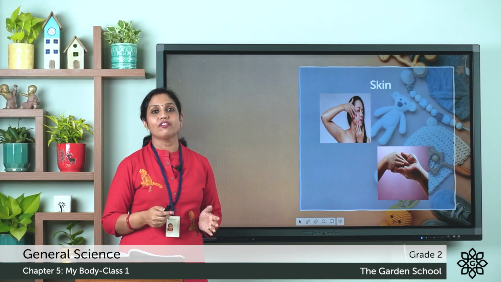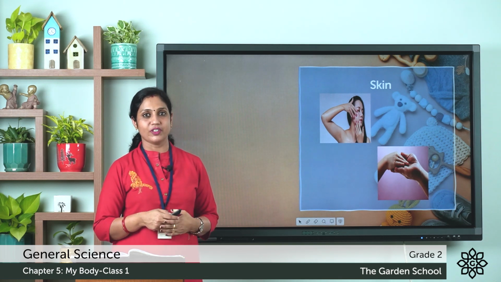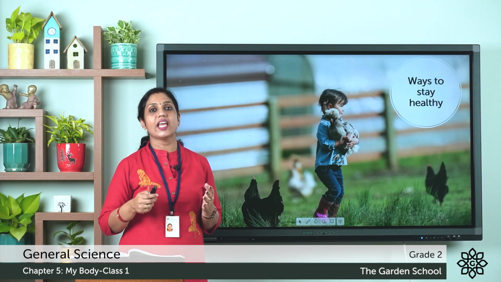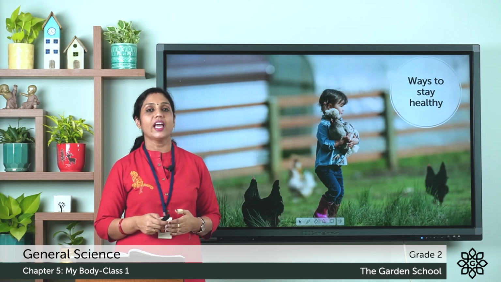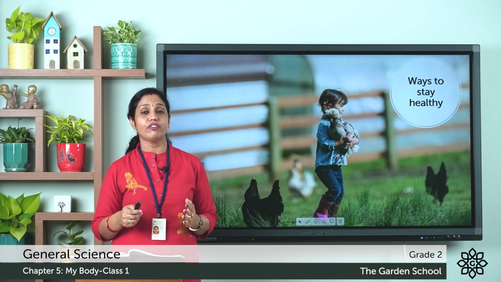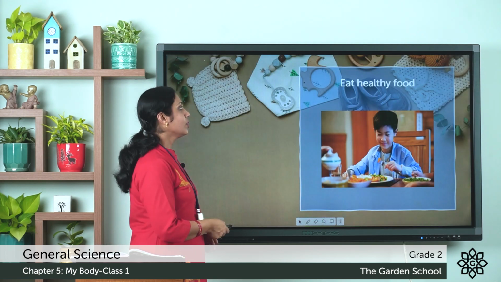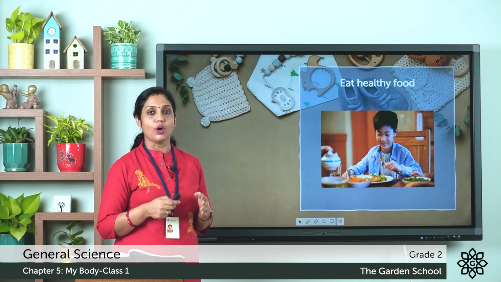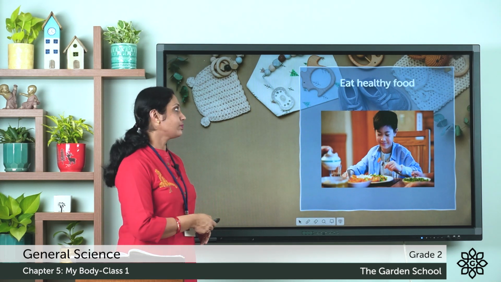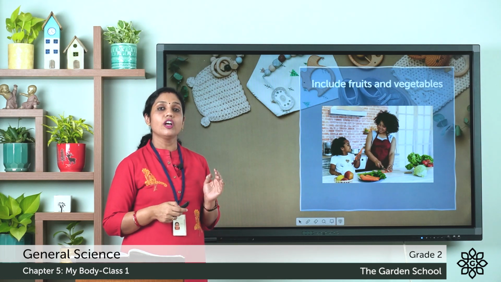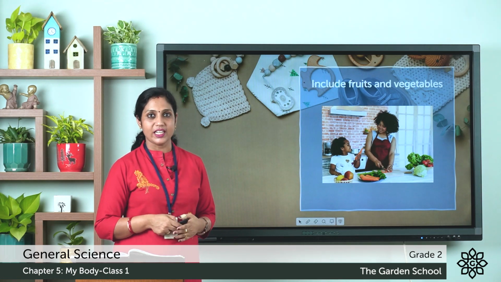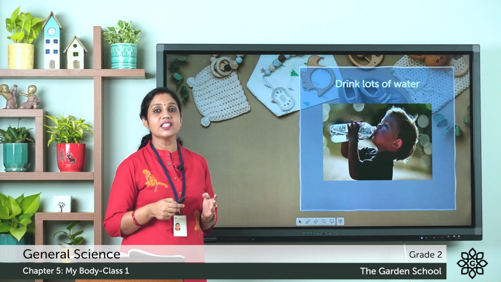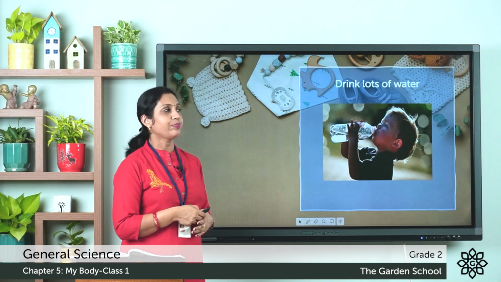So these are the 5 sense organs and the functions of the sense organs. Now let's find out the ways to stay healthy. So it's our body and we have to keep our body fit and healthy. So for staying healthy, you have to eat healthy food. So always eat healthy food. Always include fruits and vegetables in your diet. Drink lots of water. You have to drink at least 8 glasses of water daily.